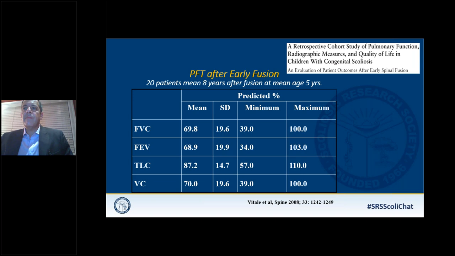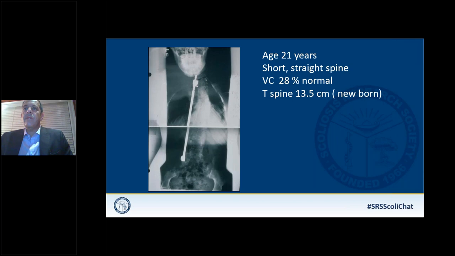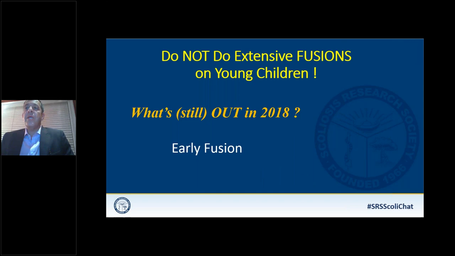In this study at our institution, we showed significant decreases in pulmonary function only 8 years after fusion of kids with an average age of 5 years. This is the poster child of a kid who unfortunately had an early fusion and ended up dying from pneumonia at 25 years of age. What's out in 2018 is early fusion. This really should be avoided at all costs.